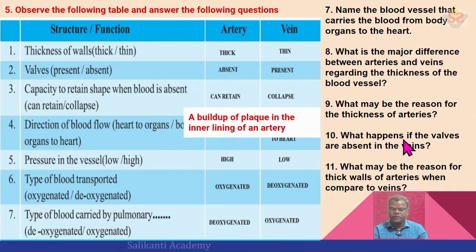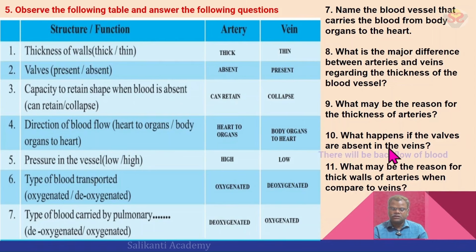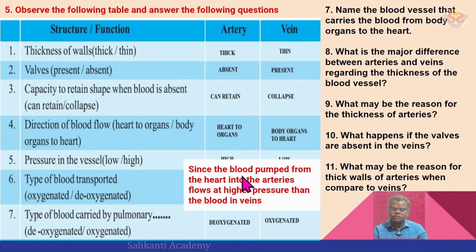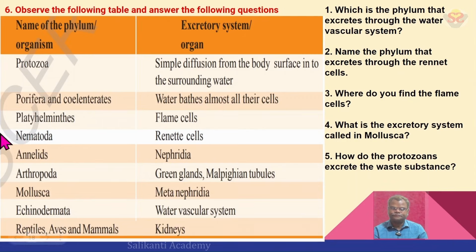What happens if the valves are upset in the veins? There will be backflow of blood. What may be the reasons for thick walls of arteries when compared to veins? Since the blood pumped from the heart into the arteries flows at higher pressure than the blood in veins.